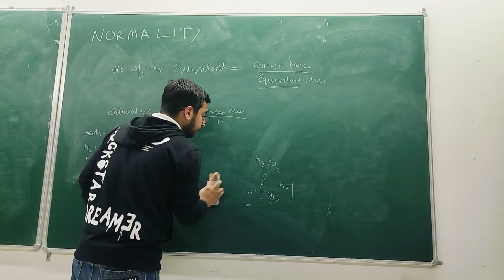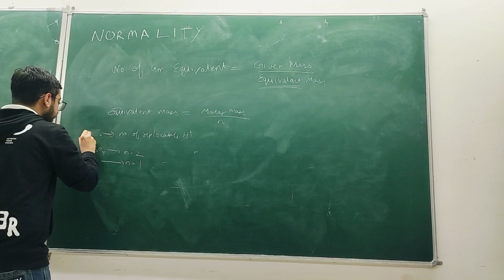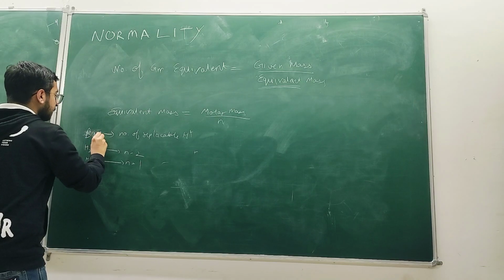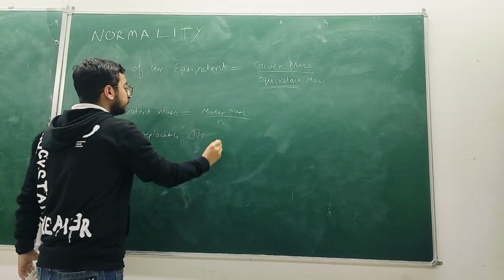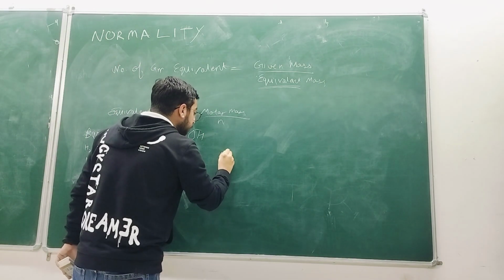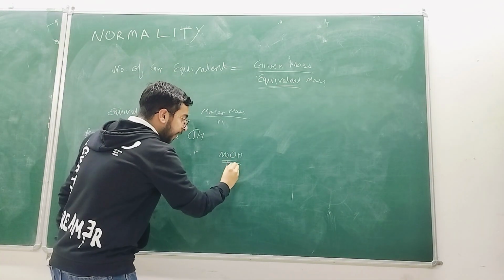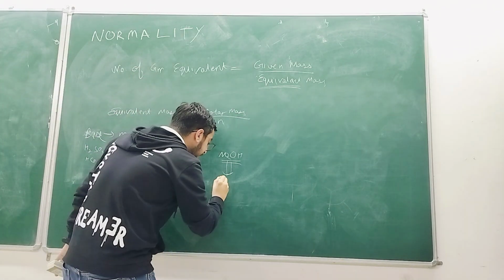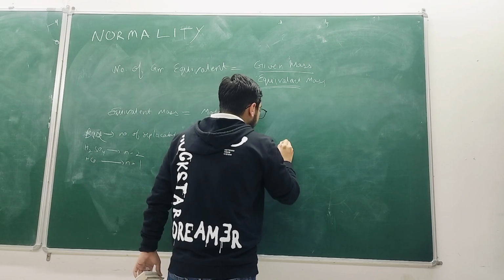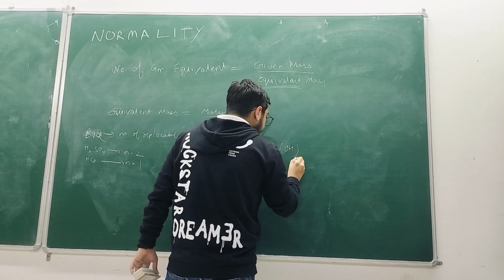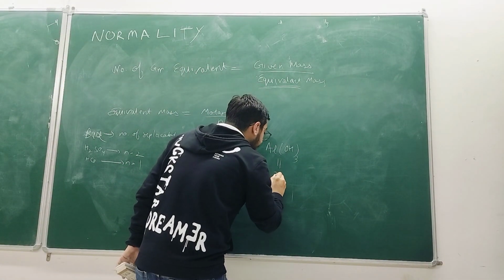Now we have to find valency factor for bases as well. For bases, it's very simple: the number of replaceable OH minus ions. Let's take an example, NaOH, a very basic base. In NaOH there is only one OH minus ion, so valency factor is 1. Let me take one more example, Al(OH)3. Here there are 3 replaceable OH minus ions, so its valency factor is 3.